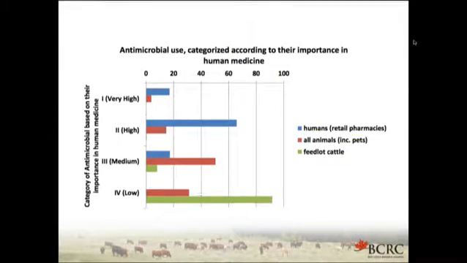The blue bar is use in humans, and the green bar is use in feedlot cattle. And what you see is that 80% of the antimicrobials that are prescribed for human use are from the very high and high importance categories, and the feedlot use of those drugs is so low that those bars don't actually show up there. There are bars, but they're so close to zero they hardly count. In fact, with feedlot cattle, over 90% of the drugs we use are of the medium and low importance categories, and just over 90% are actually never used in humans at all.